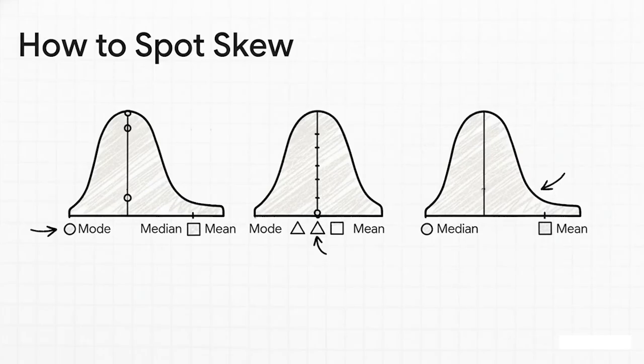That long tail always pulls the mean, the average, in its direction. So for a positive skew, those super high values are going to pull the mean above the median. And for a negative skew, those super low values drag the mean below the median. The mode? It just hangs out where the action is, right at the peak.